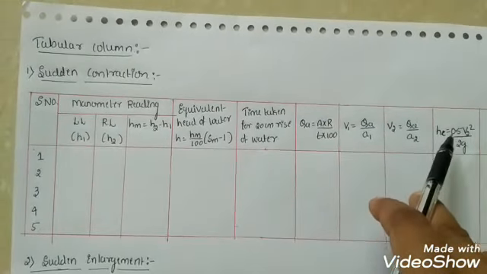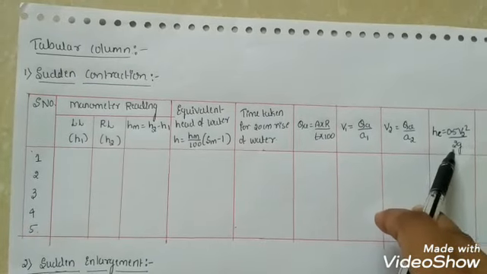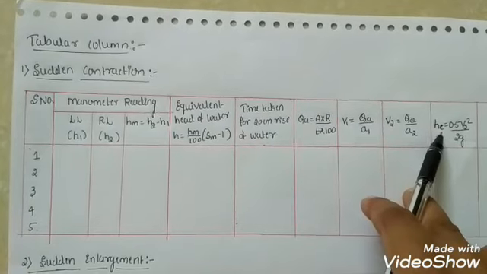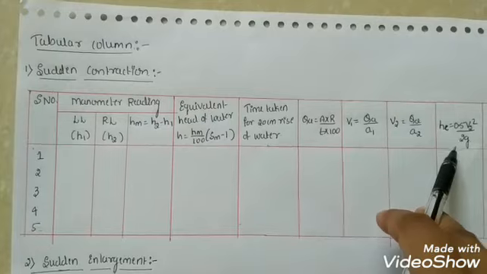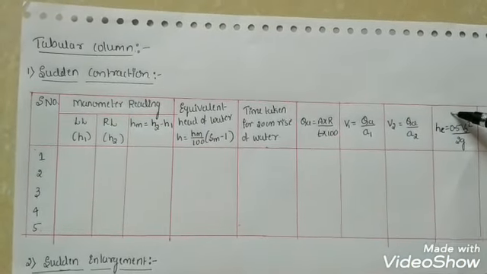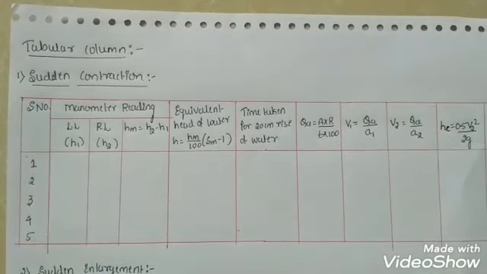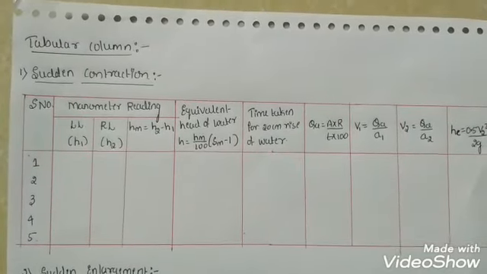Then we have the equation HE is equal to 0.5 V square divided by 2G. This is the head loss because of the sudden contraction, that is HC is equal to 0.5 into V square divided by 2G, the formula for head loss due to the sudden contraction. So this is the tabular column we have used to find out the head loss due to the sudden contraction here. The same tabular column we can use for the sudden enlargement.